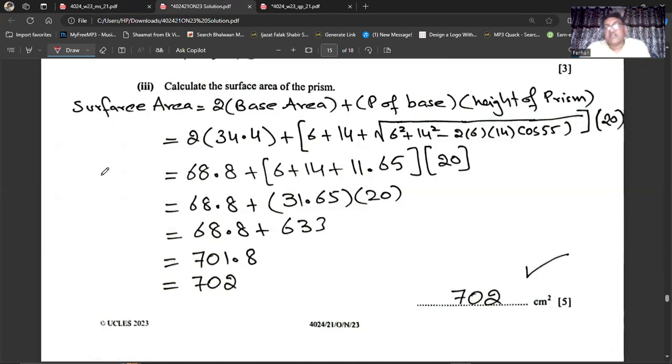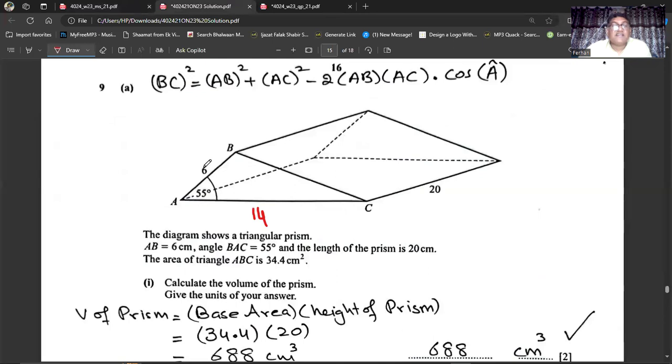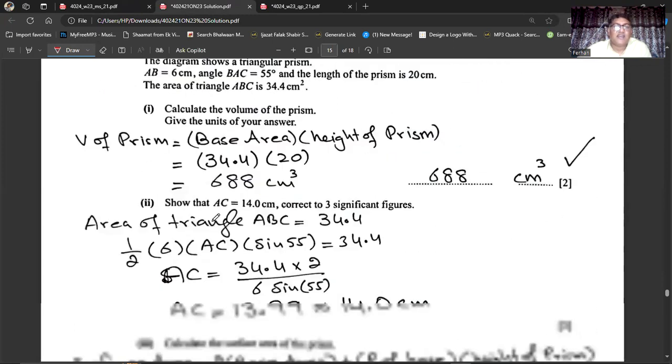So the base area, the 34.4, you will multiply it with the 2. The perimeter of the base is the AB side, the AC side, and the BC side. The important thing is that we don't know the BC side. So the BC side I can find because in this triangle I know these two sides and the included angle between them, and the opposite side to this angle is not given. So I can use the cosine rule to find out the BC. According to the cosine rule, the BC square will be equal to the AB square plus AC square minus 2 into AB into AC into cos of the angle A.